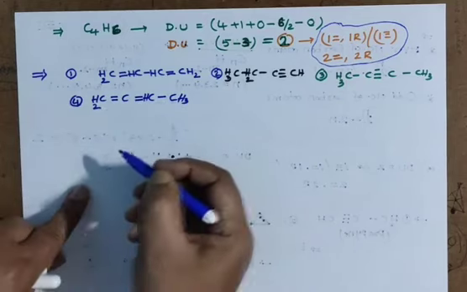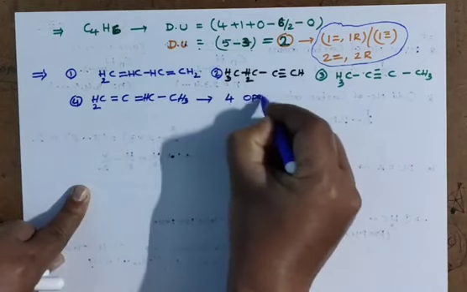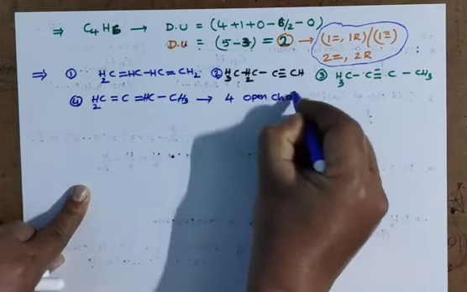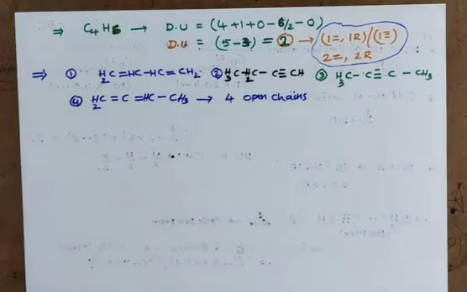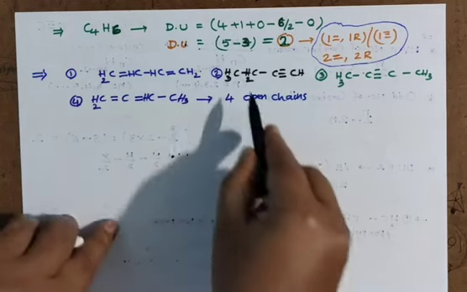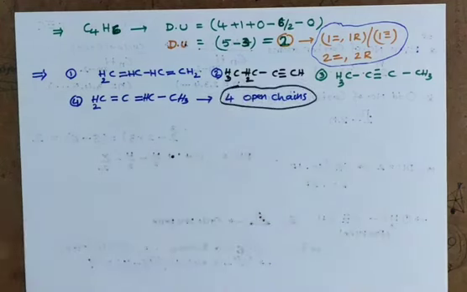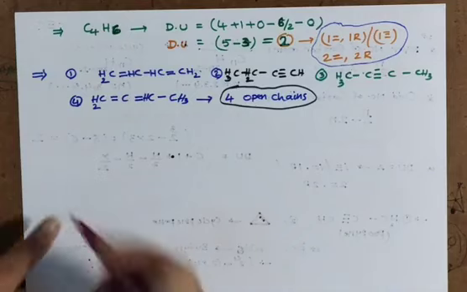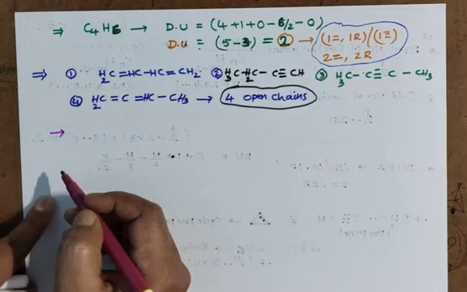So total open chains how many I got? 4 open chains. Total I got 4 open chains with a double bond and with triple bond. Clear? Now cyclic compounds also possible now. With the cyclic compounds I am drawing now. Go for here 4 carbon chain with unsaturation.